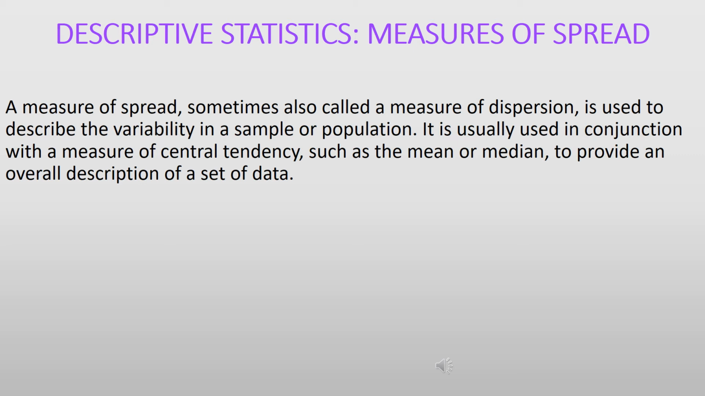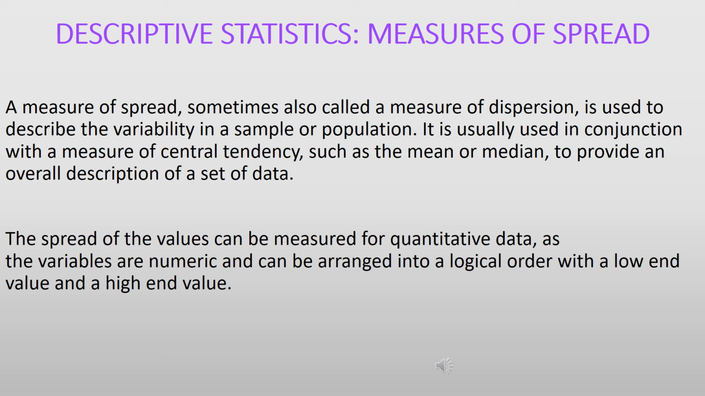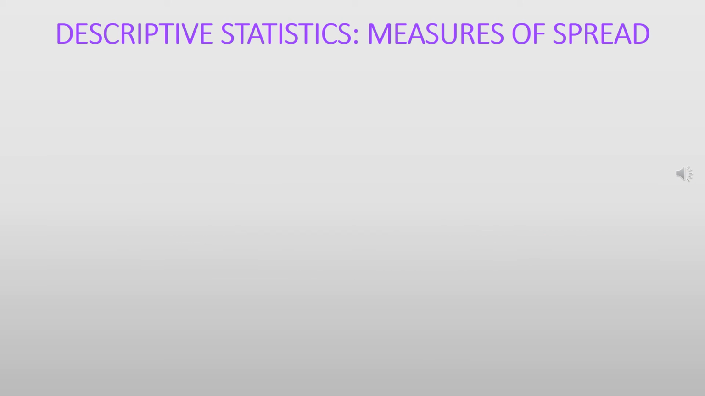It is usually used in conjunction with a measure of central tendencies, such as the mean or median, to provide an overall description of a data set. The spread of the values can be measured for quantitative data, as the variables are numeric and can be arranged into a logical order with a low-end value and a high-end value. Now let us look at an example of measures of spread.